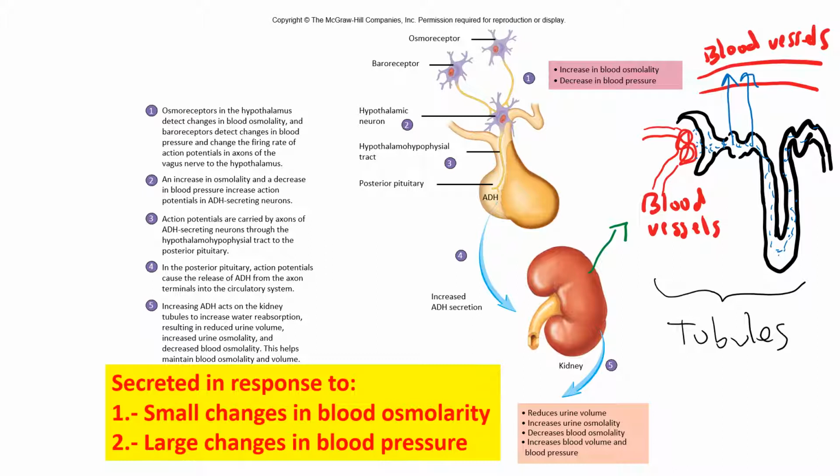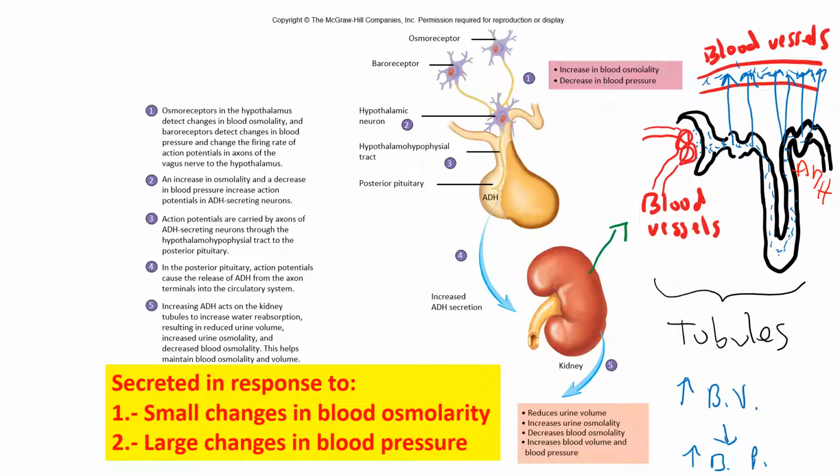The presence of ADH increases the volume of water that is being reabsorbed by these kidney tubules. Therefore, putting more water into blood, increasing blood volume, which has the effect of increasing blood pressure. Therefore, ADH is one of the hormones that increase blood pressure.